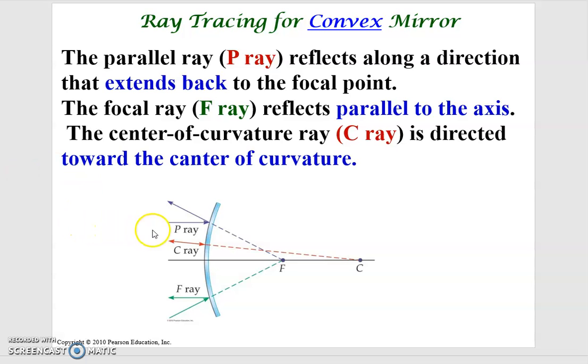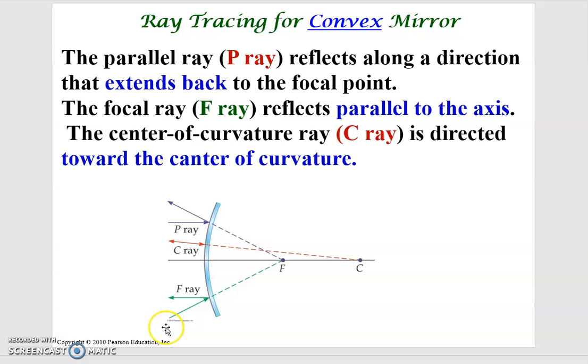So you have a P ray which is parallel to the axis. So they interact with the surface, and all the P ray, the reflected light, they will follow the direction that extends back to the focal point here. So all the reflected light, when you trace them backward, they all pass to the focal point for the P ray. And the F ray, the focal ray, which is the opposite process for the P ray.